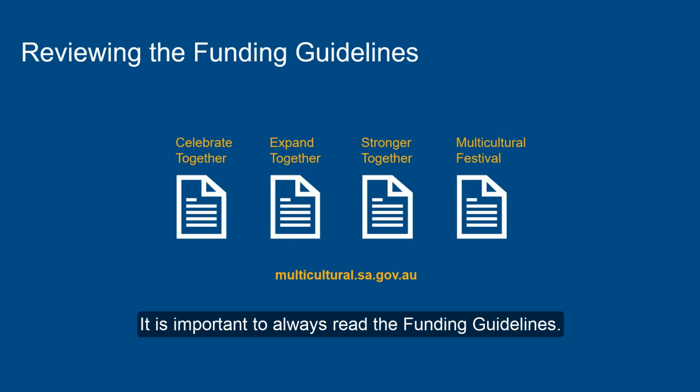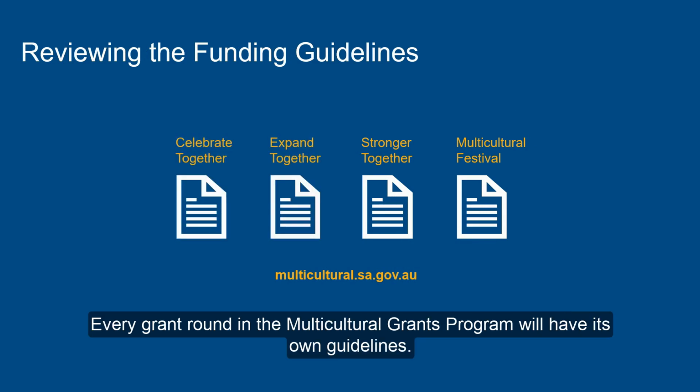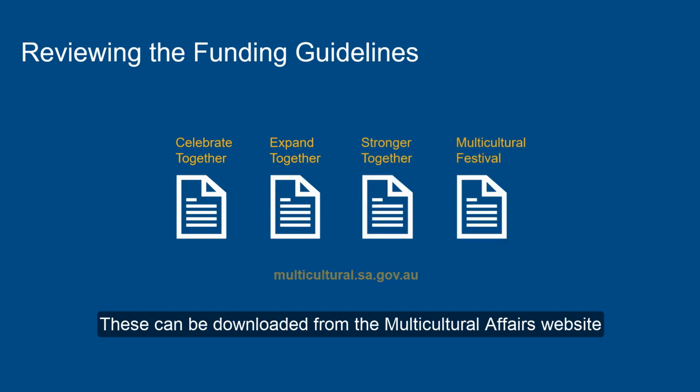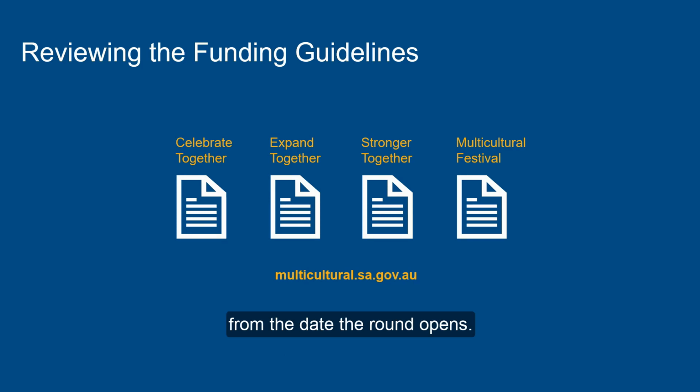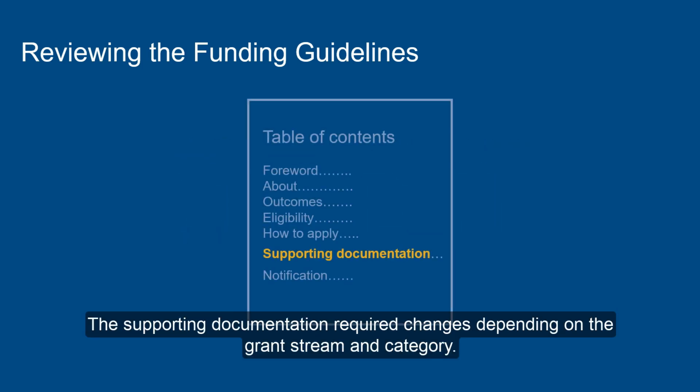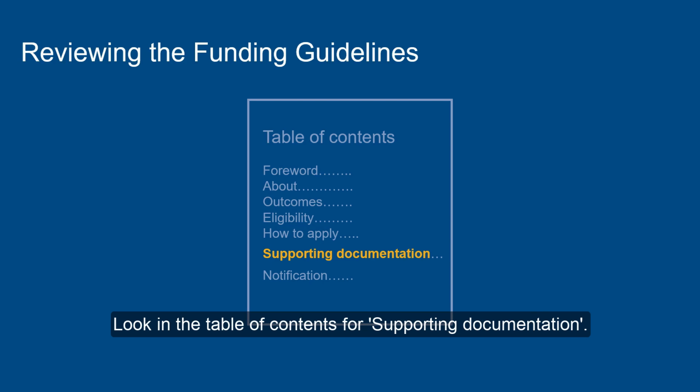It is important to always read the funding guidelines. Every grant round in the Multicultural Grants Program will have its own guidelines. These can be downloaded from the Multicultural Affairs website from the date the round opens. The supporting documentation required changes depending on the grant stream and category. Look in the table of contents for supporting documentation.